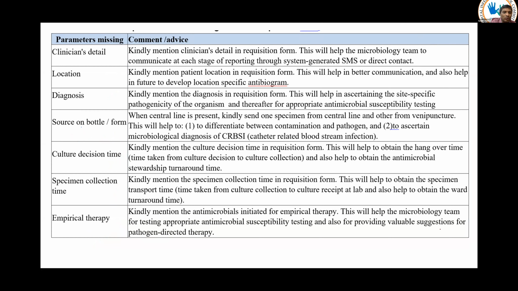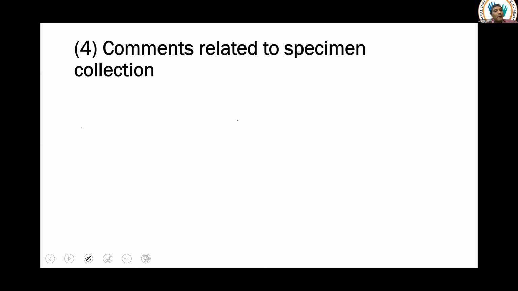Like for example, if the source, central line or venipuncture, is missing on the bottle, then our comment is: when central line is present, kindly send one specimen from central line and the other from the venipuncture. This will help to differentiate between contaminant and pathogen, and also to ascertain the microbiological diagnosis of CRBSI. So those kind of comments should appear if the clinical parameters are missing.